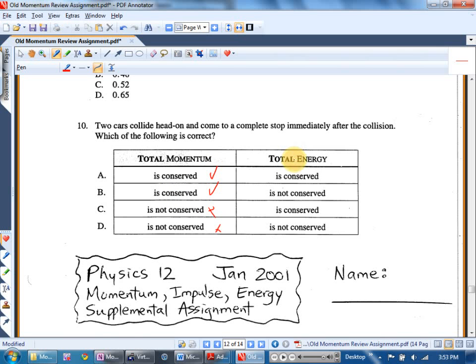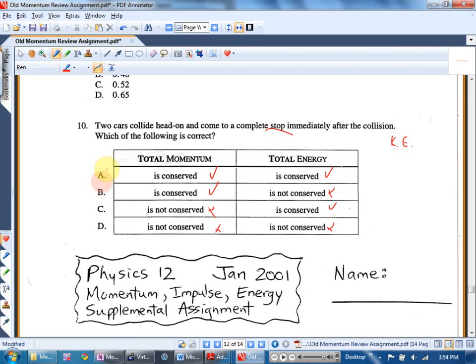Kinetic energy. Not always. And in this case, can't be. Because what's the final kinetic energy? Zero. What was my initial? Not zero, otherwise you can't have a car accident. Okay. Anyways, the answer here, A.